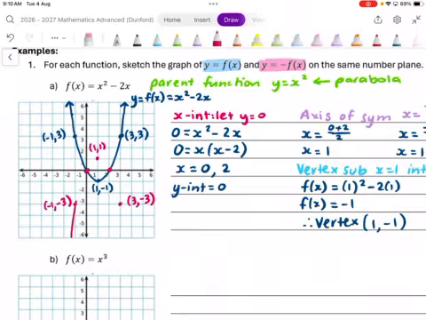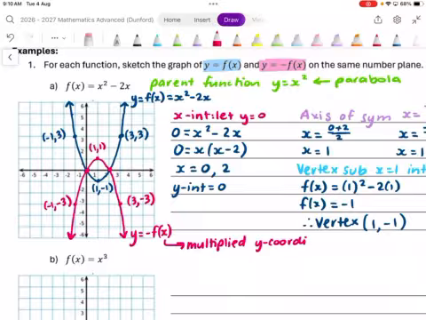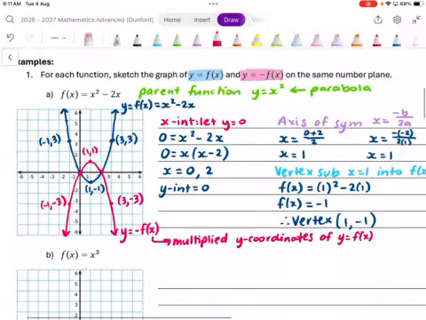From there, we can sketch our reflected function. So that is the sketch of y equals negative f of x. What we did was we multiplied the y coordinates of y equals f of x by -1. Okay, that is how we do it.